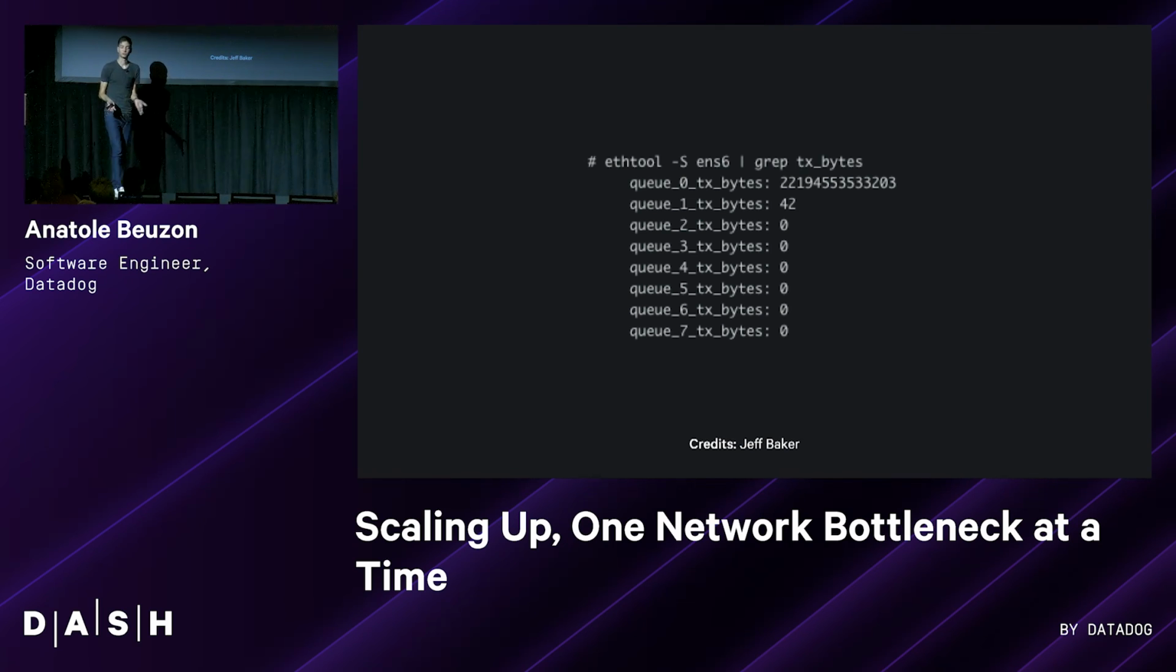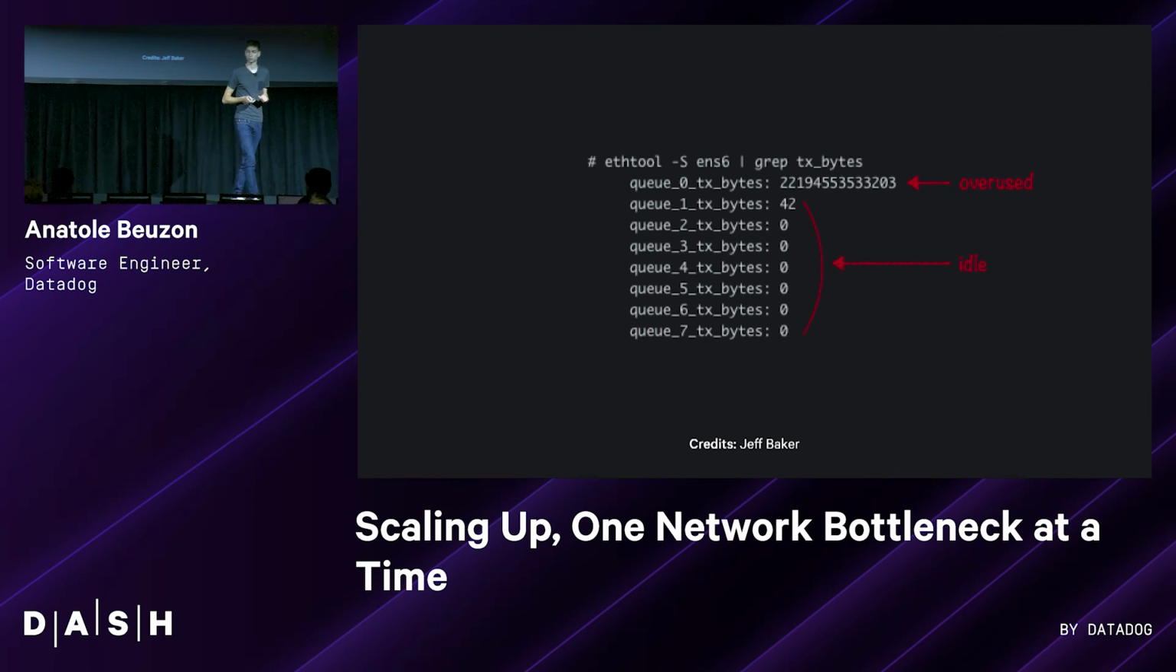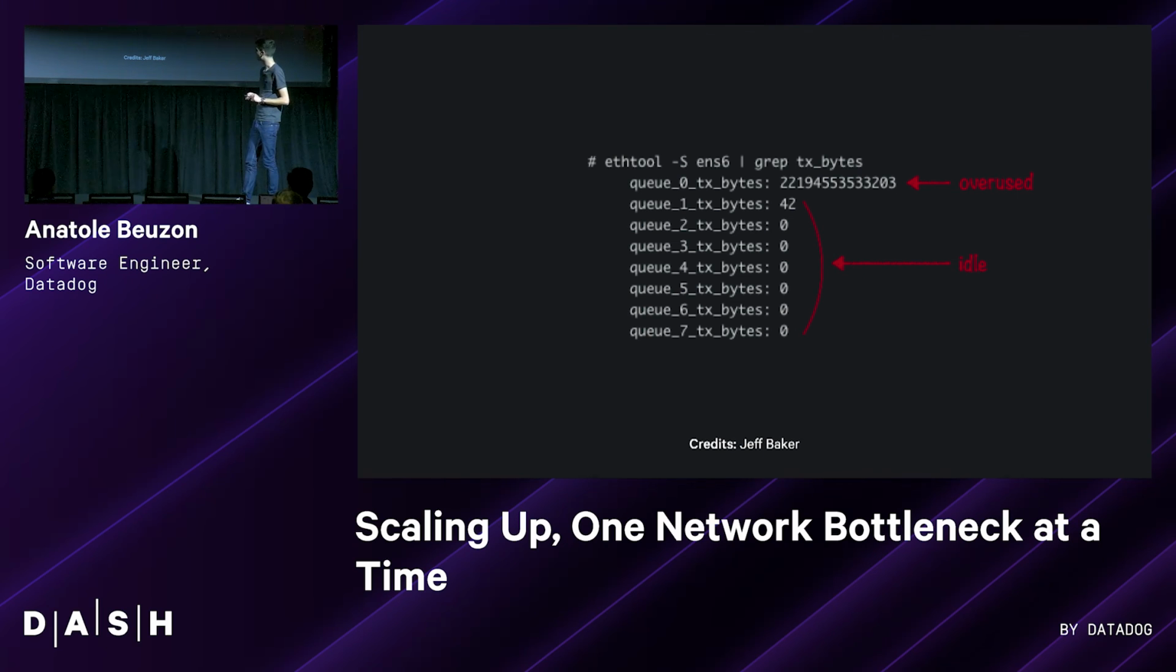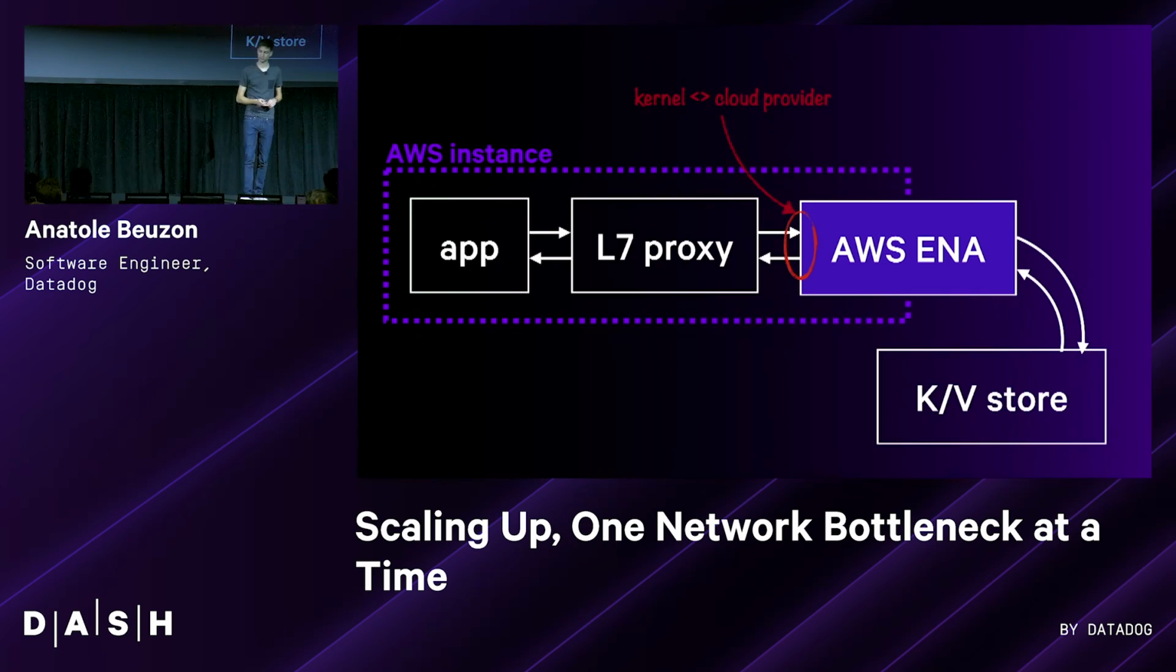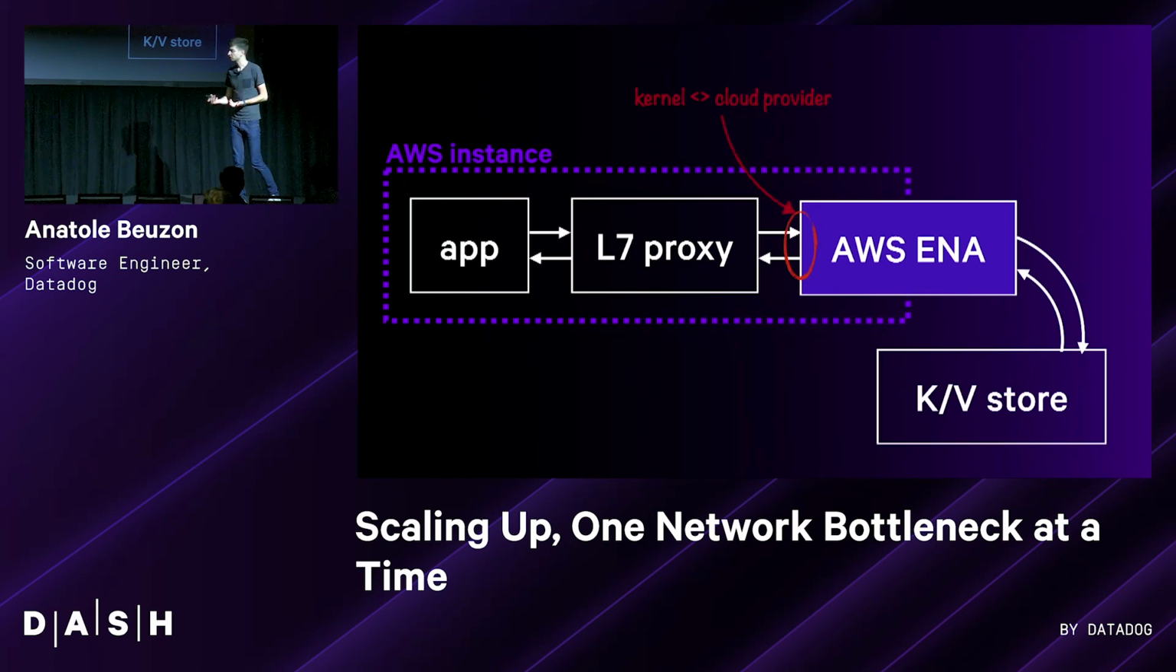And this is a terrible use of your resources, obviously. Effectively, one queue is overused, while the others are idle. And this totally explains why we are unable to saturate the AWS network adapter. The bottleneck is simply earlier in the process. The bottleneck is here, between the proxy and the network adapter. We only have one queue. We need 8. Communications with the network card are simply severely limited.